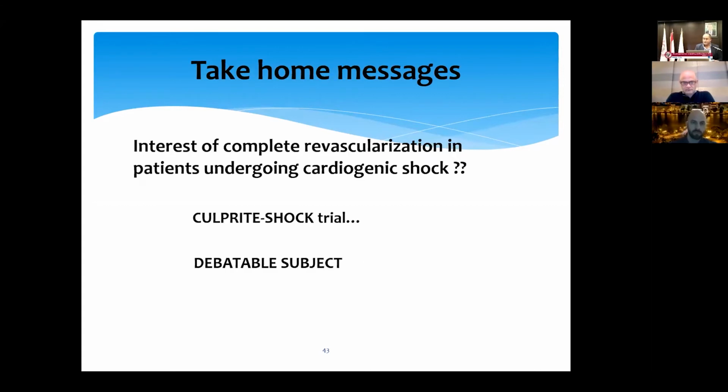For take-home messages, 2 messages: the interest of complete revascularization in patients undergoing cardiogenic shock. I know that it is a debatable subject, especially after the results of the CULPRIT-SHOCK trial that insist to go just for the culprit lesion. But here, I think it is case by case. Here we have severe inferolateral ischemia, cardiogenic shock, and a subtotal lesion after the opening of the culprit lesion. It is a really debatable subject. I think most of you agree with me to go to RCA angioplasty.